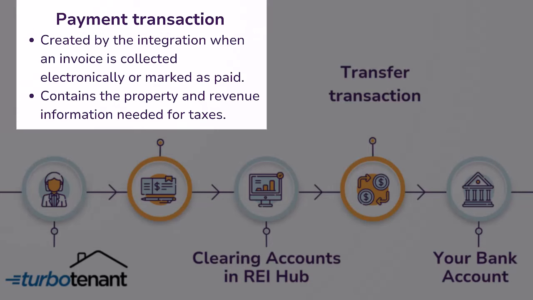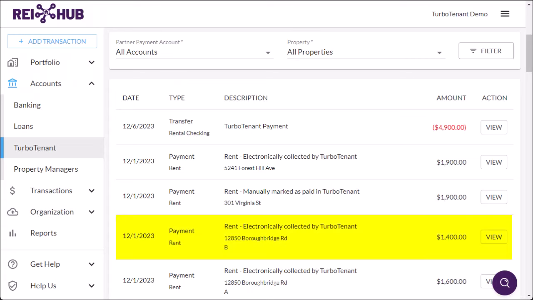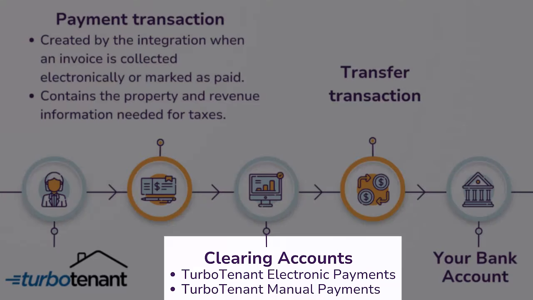First, a payment transaction is automatically created by the integration when the tenant pays their rent online or the landlord manually marks something as paid. The payment transaction includes the date, property and unit, and amount of collected rent or security deposits. This is everything needed for tax time and is the transaction that will be reflected on your net income, rent roll, and Schedule E reports. The payment transaction funds the clearing or payments account. There are two different TurboTenant payments accounts, one for electronic payments and one for manually marked as received payments.